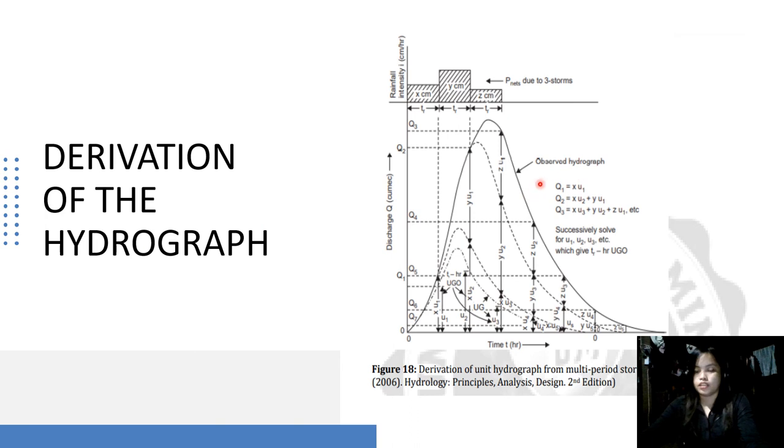So the formula from earlier is this one, with the corresponding constants here. And then these are the rainfall intensities.